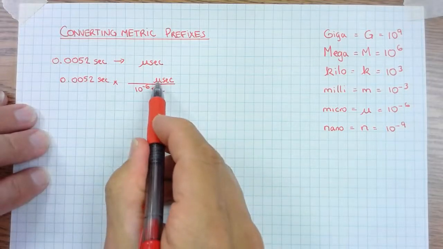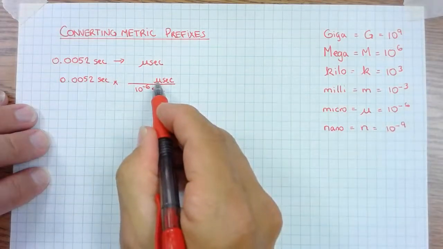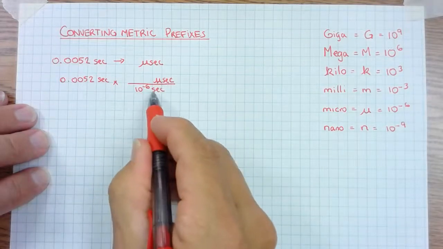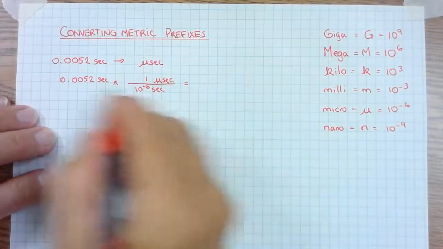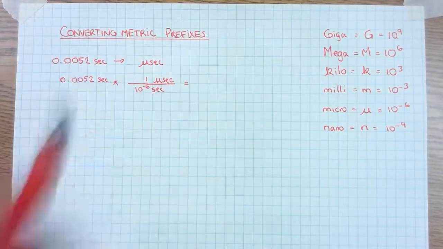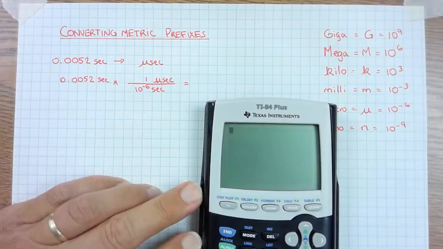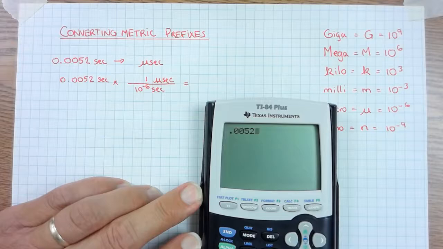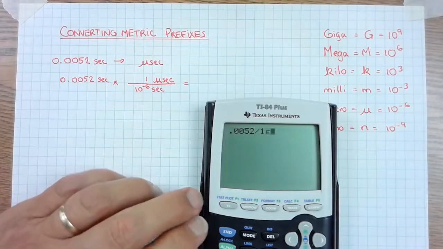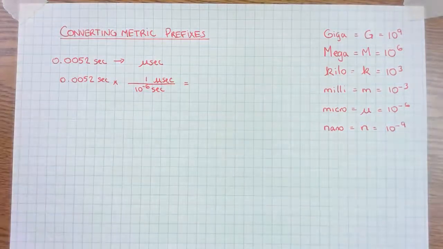So here we have, remember micro means 10 to the negative 6. So we have 10 to the negative 6 seconds. The top and bottom are the same, so you can put a 1 there if you want. And then we're going to take 0.0052, multiply it by 1, which is boring, and then divide it by 10 to the negative 6. So that's 1e to the negative 6. And there's your answer, 5,200.